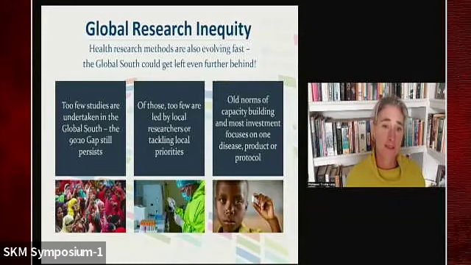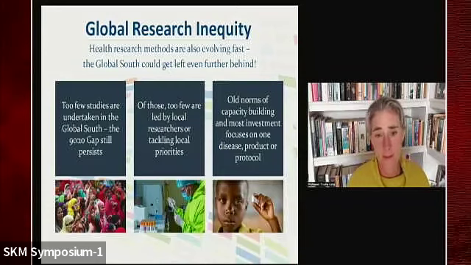And the problem is even the research studies that do happen in the global south, many of those are even led by researchers from the north and are asking question sets in the north. And really, there's a lot to be considered about how much research is benefiting the real priority disease burdens in every country in the globe. And so how can we shift that? How can we change it?